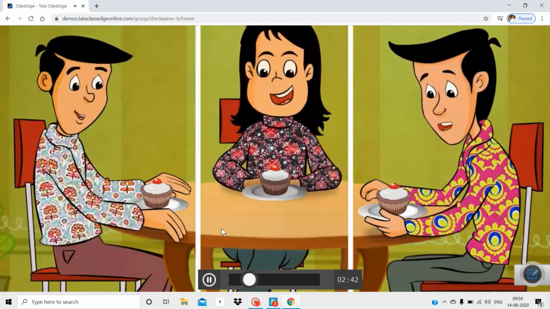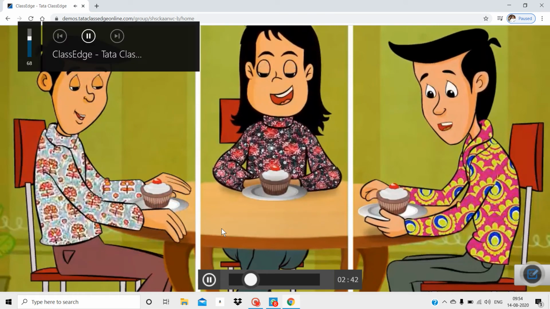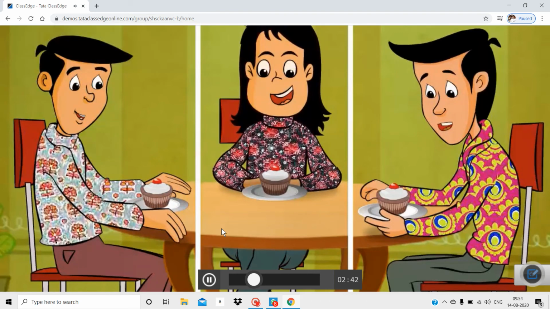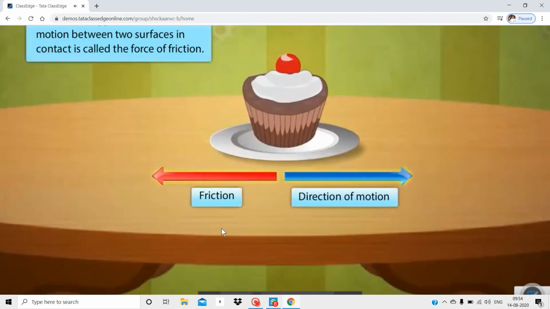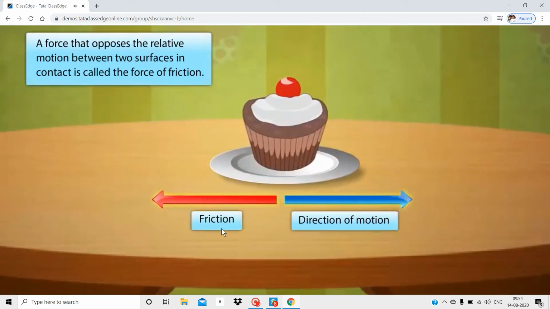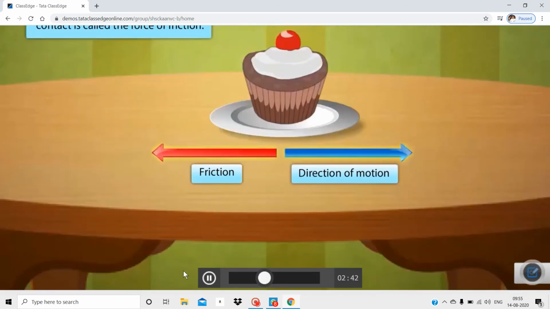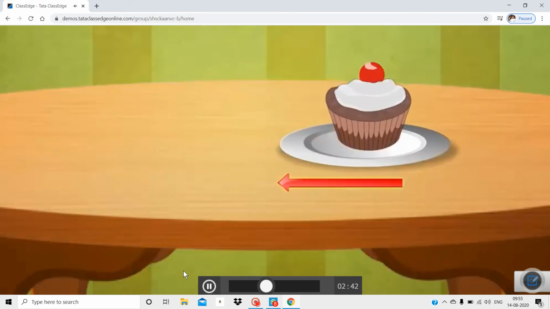Phew, that was close. No one stopped the plates, yet they all came to rest. What caused them to slow down and stop? Let's see. A certain force opposes the relative motion between two surfaces in contact. This is called the force of friction. The force of friction exists between any two surfaces in contact. It's this friction that slowed down and stopped the plates from sliding further.